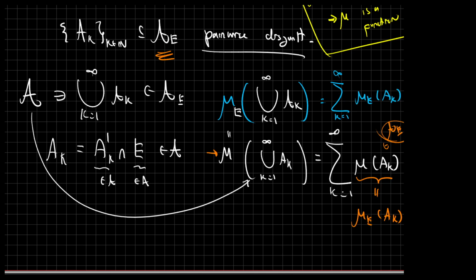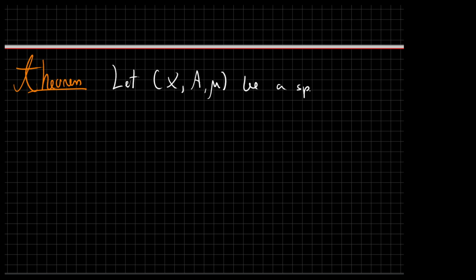Now for the final part of this lecture, we will work a theorem. Let's write it here, theorem. So let this triple be a measure space. It is a measure space that is not trivial, right? Not trivial.